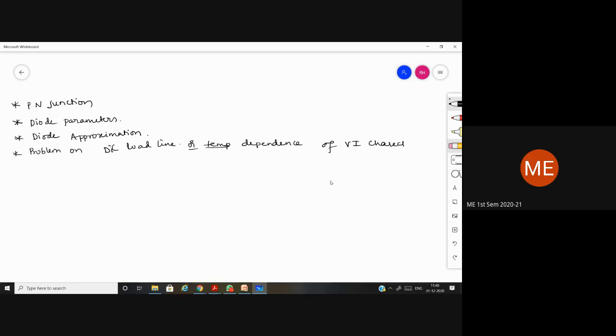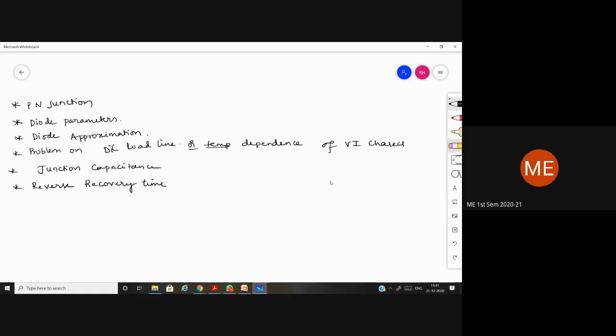After this, the junction capacitance, then reverse recovery time. These are all the possible questions you might get. So that's why, start, be perfect with these things.